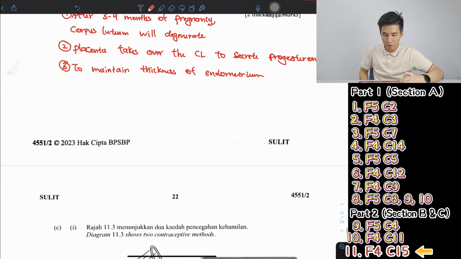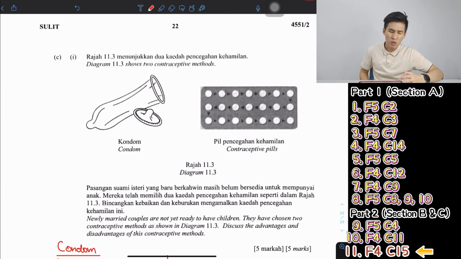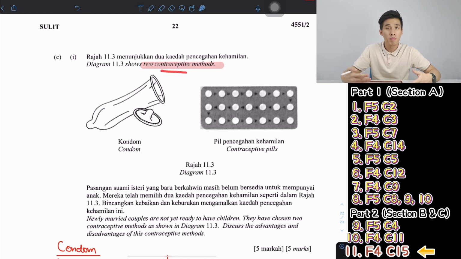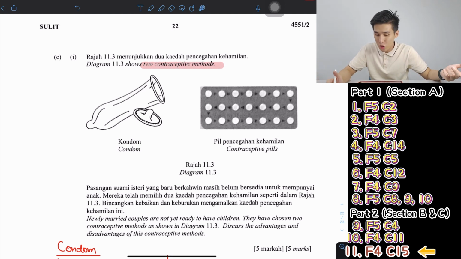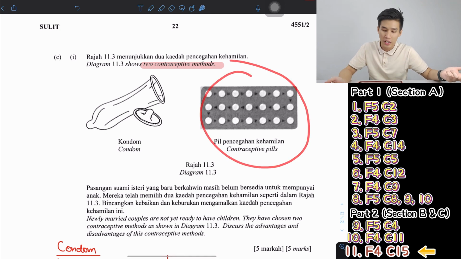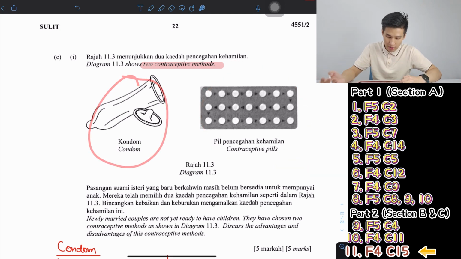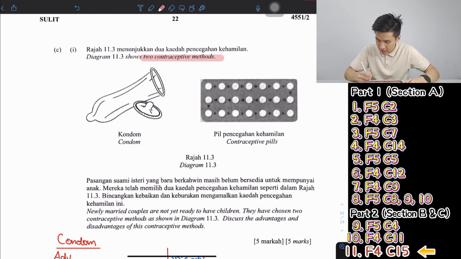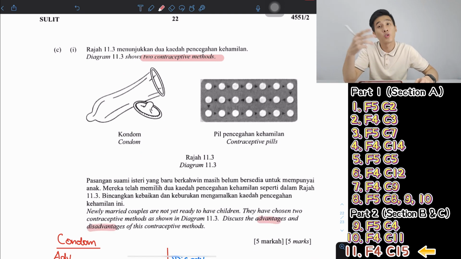And then our final question, also a very simple one. This is about contraceptive methods, meaning methods to prevent pregnancy. We talked about the contraceptive pill just now. Now they add in the condom. The question here is the advantages and disadvantages of these two contraceptive methods.